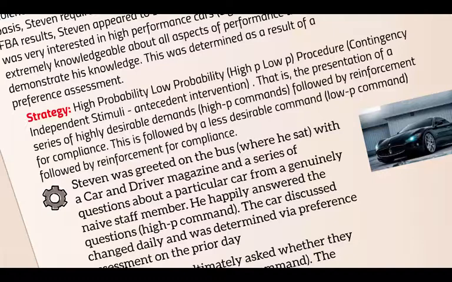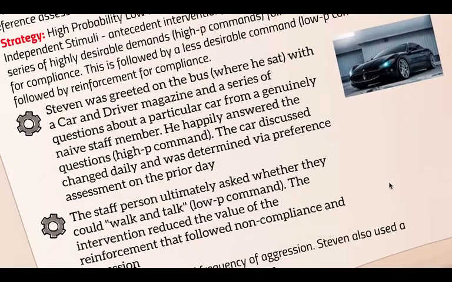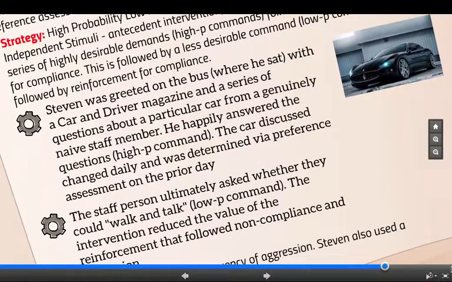And the high probability, low probability sequence involves first presenting those kinds of demands that will likely result in his cooperation and compliance, and then following that with something that's less desirable. What was less desirable? Getting off the bus, walking off the bus, without being aggressive. Okay, so our intervention, our strategy.